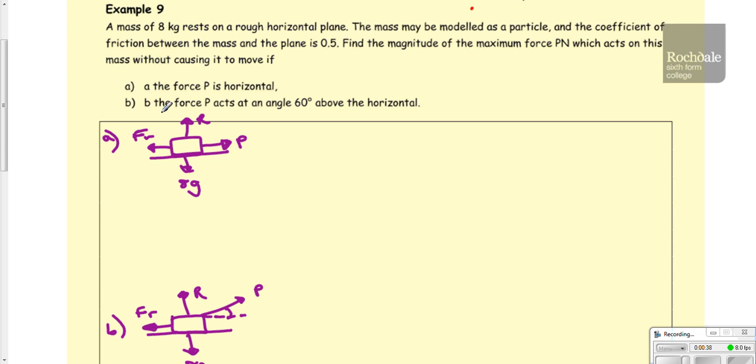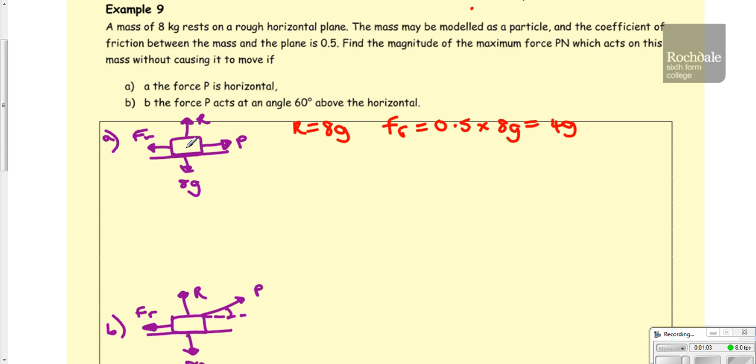So for the first one, with P acting horizontally, considering first of all the vertical, R equals 8g, that tells us that the frictional force in limiting equilibrium would be F equals mu R, so it's 0.5 multiplied by 8g, and so the frictional force would be 4g.